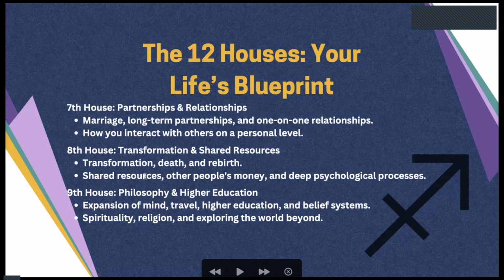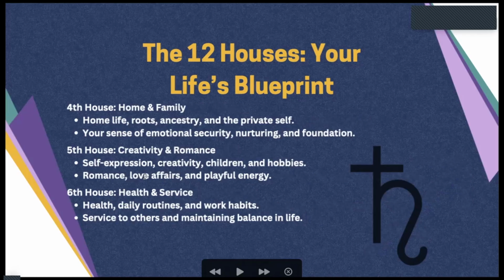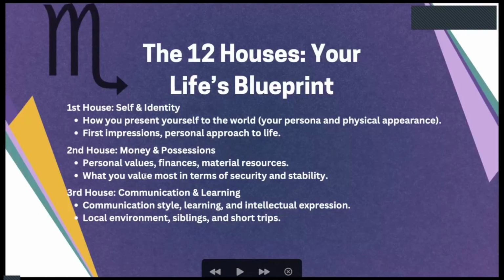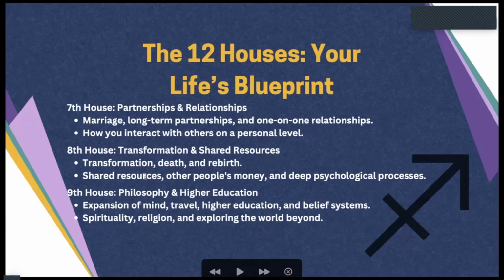Or let me go back for a second. I'm sorry. Eighth house, shared resources, other people's money, OPM, and deep psychological processes. Right. So it's all about psychology. Once again, other people's money. So the second house, we can remember the second house is about your money, your personal finances, your material resources, your security and stability. The eighth house is about other people's finances, meaning how you can garner other people's finances.